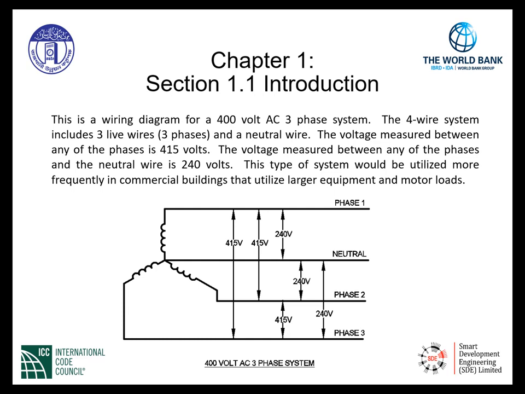From phase 2 to the system neutral, again, 240 volts. And finally, from phase 3 to the neutral wire, again, provides a difference in potential of 240 volts. This type of system, this three-phase 400-volt system, would be utilized more frequently in commercial buildings that utilize larger equipment and larger motor loads.